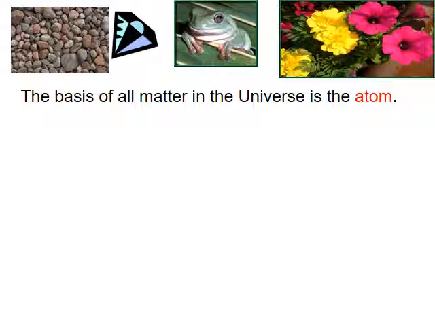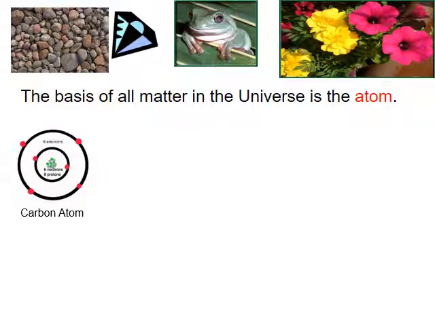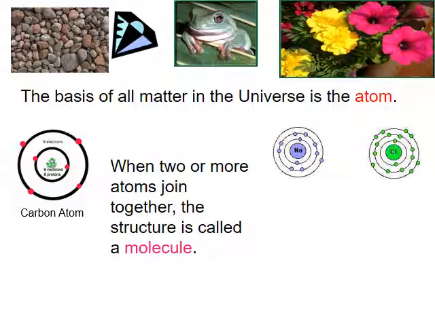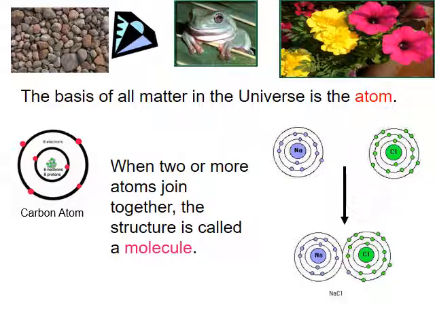The basis of all matter in the universe is the atom. Atoms are called elements, such as hydrogen or oxygen, sodium or chloride. When two or more atoms are joined together, the structure is called a molecule. For example, sodium and chloride can join together to form table salt. Or if you put two hydrogens with an oxygen, you get water.